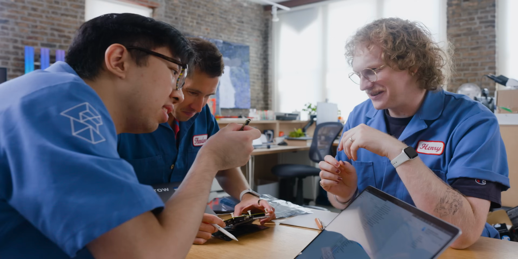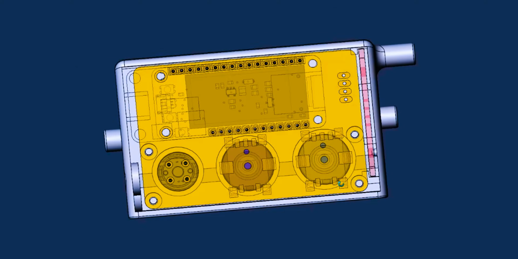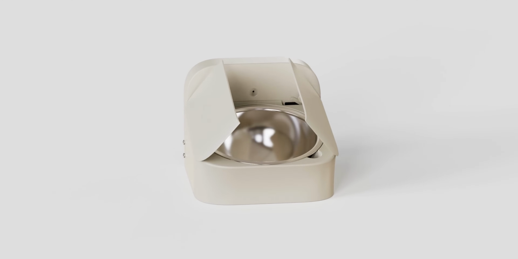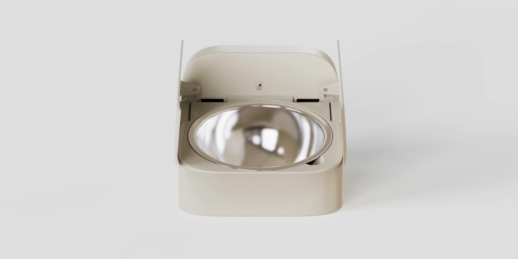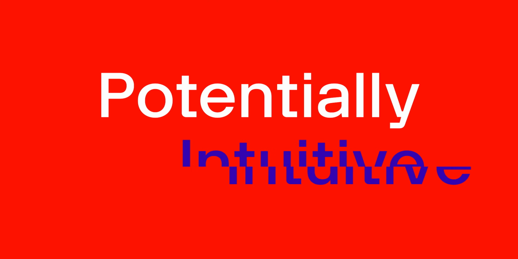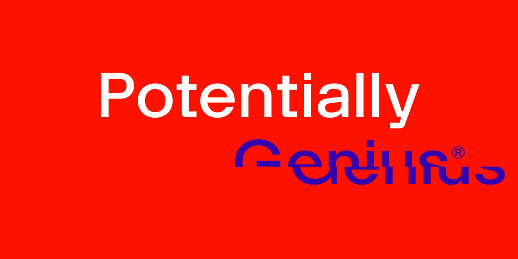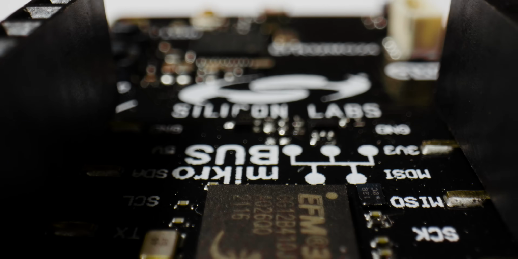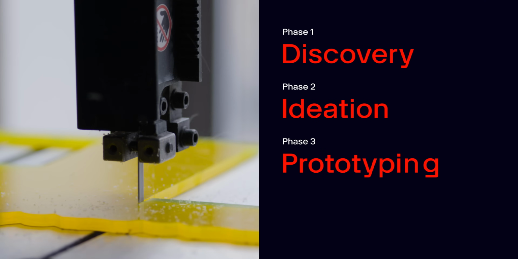Hi, we're Tomorrow Lab, an invention studio focused on new hardware technology for big brands, agencies, and startups. We create prototypes and then turn them into market-ready, manufacturable products. On Potentially Genius, we take a potentially genius idea and turn it into a potentially genius thing using components from DigiKey's massive library. All while giving you a peek into our four-phase invention process.